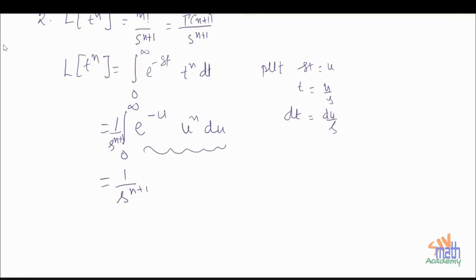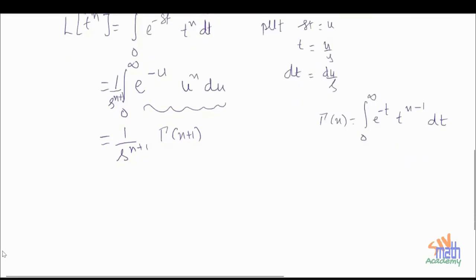If you can recall, it is nothing but gamma n plus 1. Do you remember gamma n is equal to what? The integral from 0 to infinity of e power minus t, t power n minus 1. So it is coming out to be this expression. So L of t power n is equal to gamma n plus 1.